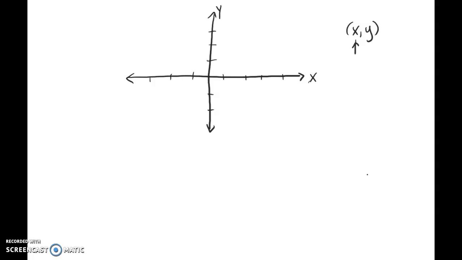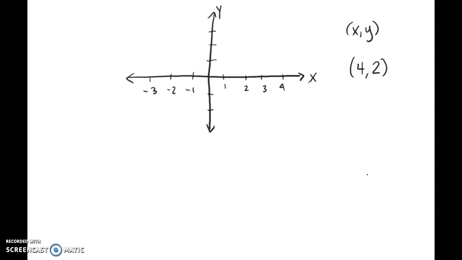So on the whiteboard here, I have an XY coordinate plane. When you have an ordered pair and you want to graph it, X is the horizontal distance you travel and Y is the vertical distance. So if you were given an ordered pair, for example 4, 2, then you would have to take a look at your coordinate system.